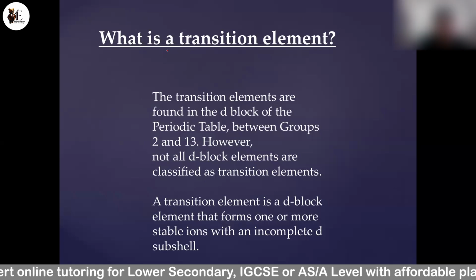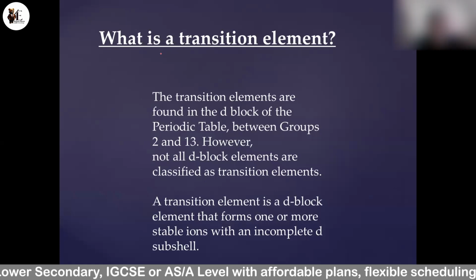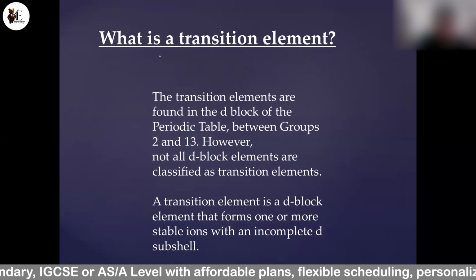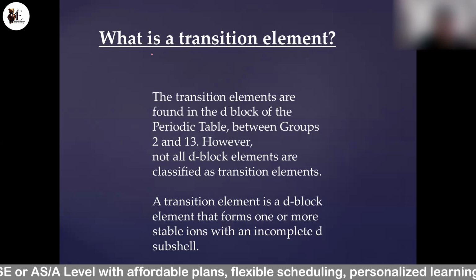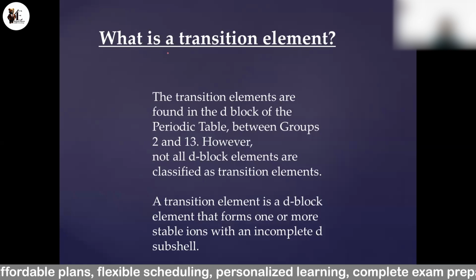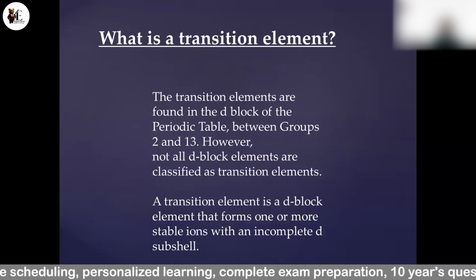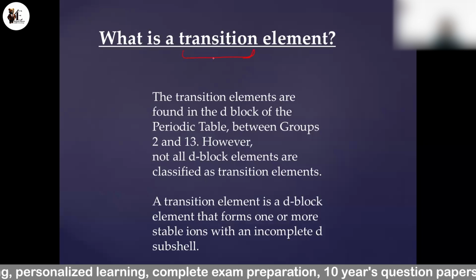They have variable... Yes, colored compounds. Yes, they have variable oxidation states, they are colored compounds. But these are the properties of transition elements. What actually is the transition? Why is the name transition?